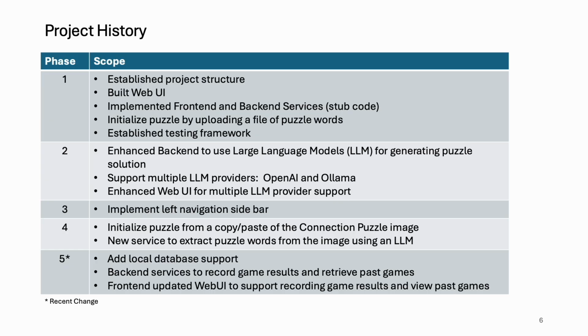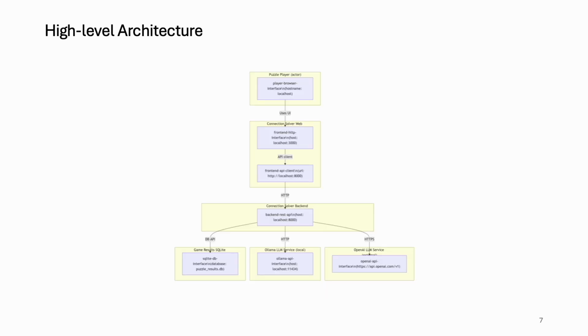A new backend service uses an LLM to extract the puzzle words from the image automatically. Finally, phase 5, which is a recent change, adds persistence. I introduced a local database, backend services to record game results and retrieve past games, and front-end updates so you can view your history and previous results in the UI. Taken together, these phases show a gradual evolution from a simple prototype to an LLM-powered system, and finally to a more complete, stateful application.